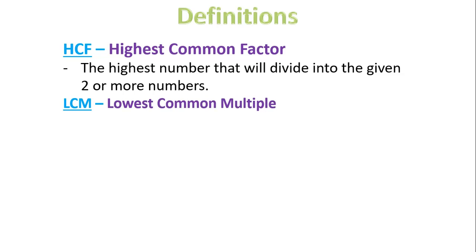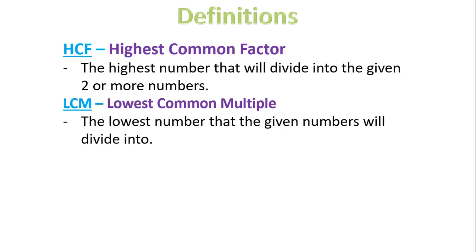My second definition is LCM, or lowest common multiple, and that is the lowest number that the given numbers will divide into. So I've got two numbers or three numbers. What is the lowest number that they will divide into?